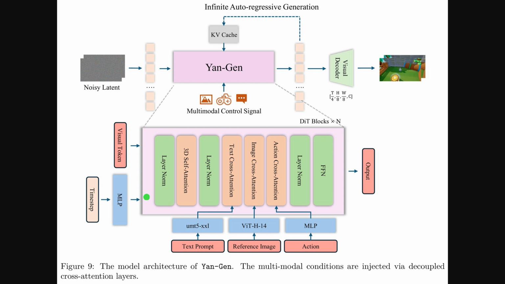Zooming into the lower block, decoupled cross-attention lanes inject text, image, and action signals separately, alongside 3-dimensional self-attention and feed-forward layers. Building on earlier steps, this separation enforces style alignment, while the action lane provides precise frame-wise control.